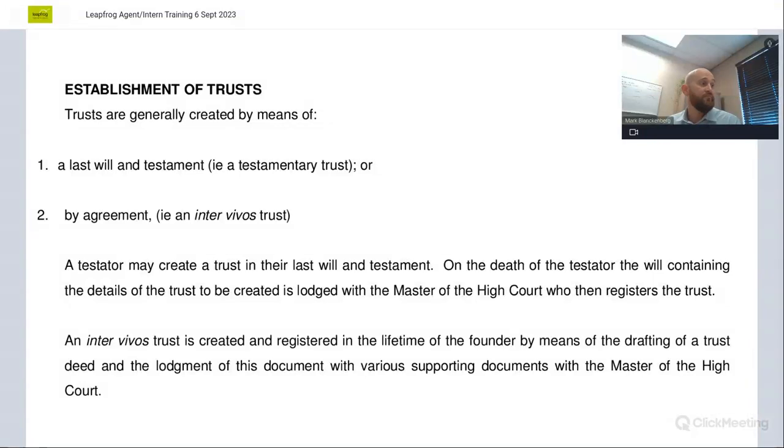And then, of course, the other trust is called an inter vivos trust, and that is just a trust that is formed by agreement. So that's just a decision that you take right now to form a trust for whatever the purpose is that you are going to form that trust for.